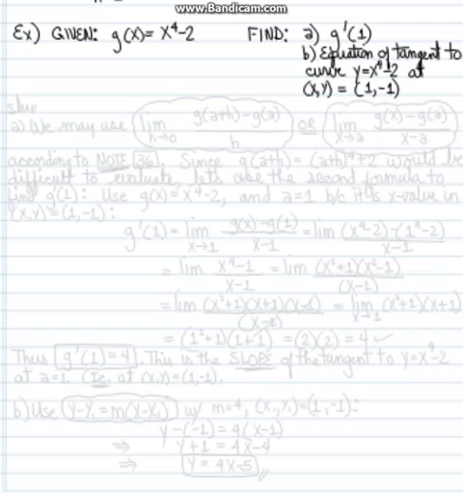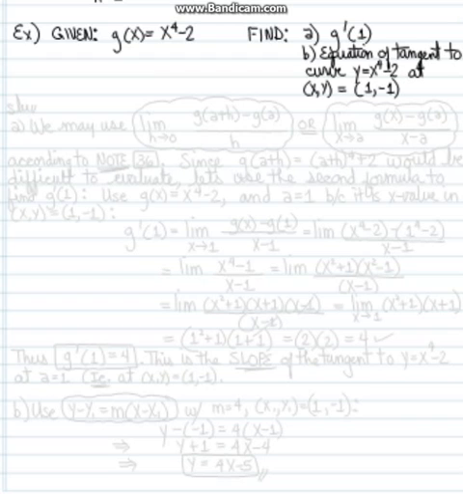Okay, here we have a function, g of x equals x to the fourth minus 2. We're asked to find two things. Part A, g prime of 1. That is the derivative of g at x equals 1, or a equals 1.